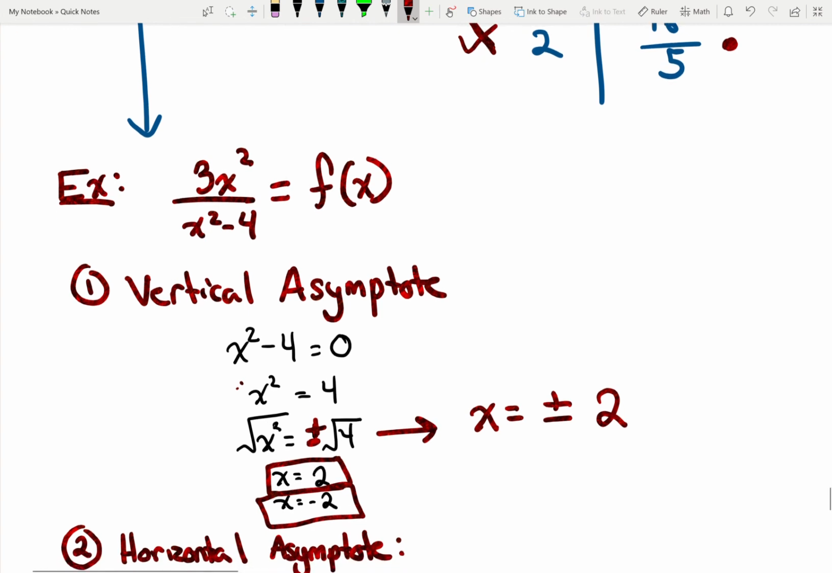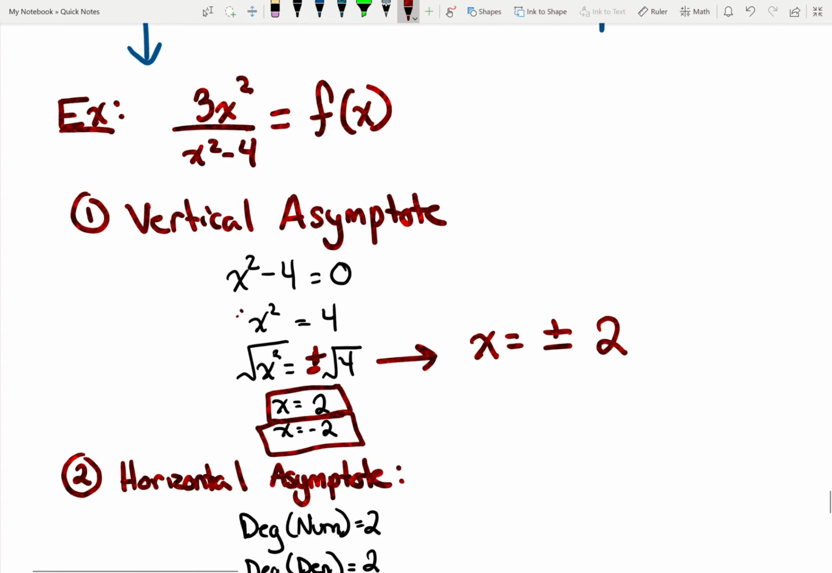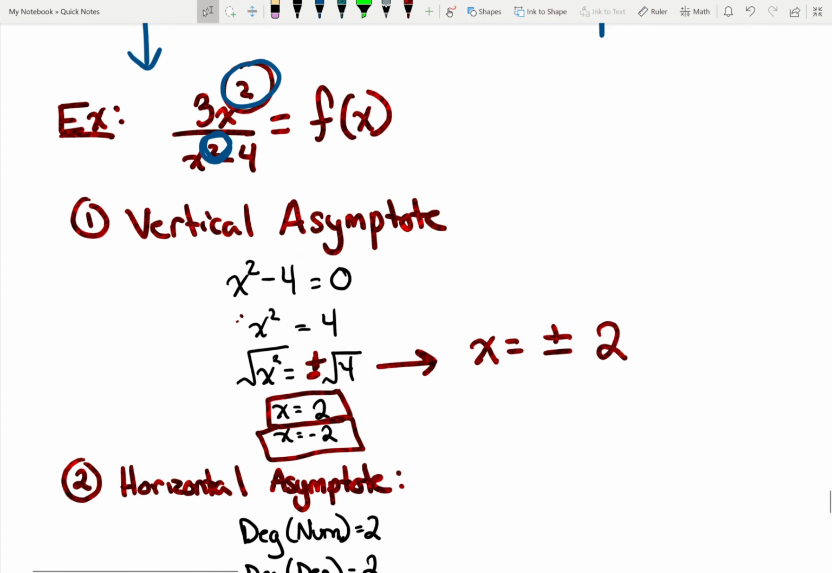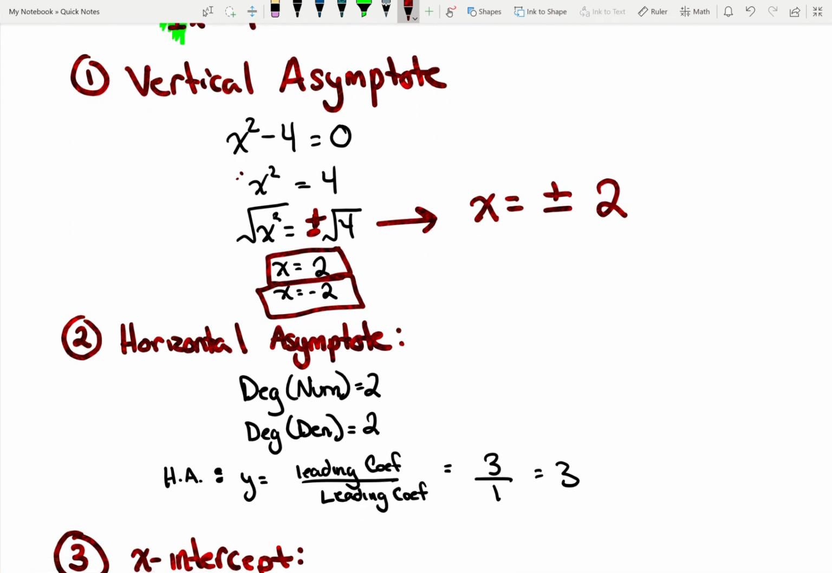So let's go ahead and look at our horizontal asymptote. We're going to compare the degree of the numerator and denominator. Degree of the numerator is 2. Degree of the denominator is also 2. If the degrees are the same, we take the leading coefficients. The leading coefficient of the top term is 3, and the leading coefficient of the bottom term is an invisible 1. So we have 3 divided by 1, which is just 3. So our horizontal asymptote here is at y equals 3.